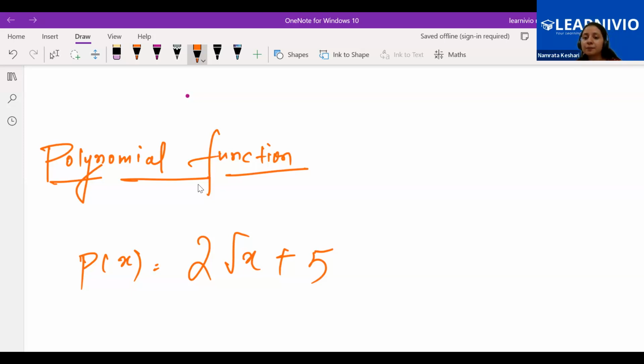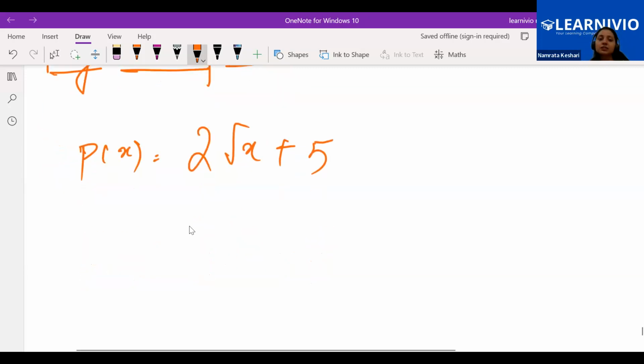Here, what is the variable? X. And what is the exponent of that? Half. What you said, Ali? Ma'am, 1/2. Exactly, 1/2. Is it a whole number? No, ma'am. Hence, it's not a polynomial. The exponent of the variable has to be a whole number. Then only we will say it's a polynomial.